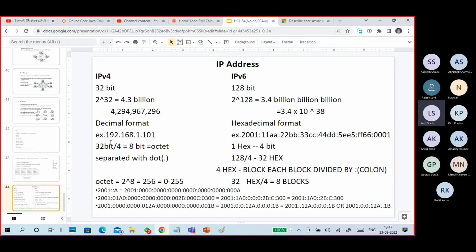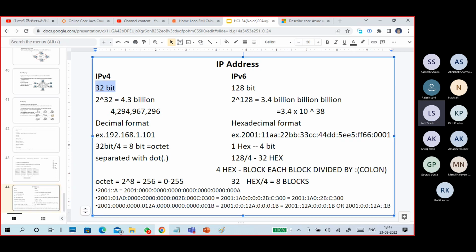So 32 bits is divided by 4, so it is 8 bits. It is called an octet. So we have 4 octets to complete one single IPv4 address, which is separated by dots. Each octet is 8 bits. So 2 to the power of 8 is 256. The range of an octet is 0 to 255.